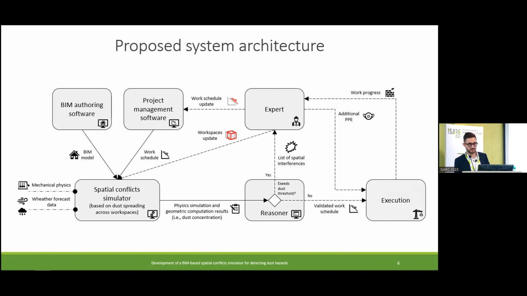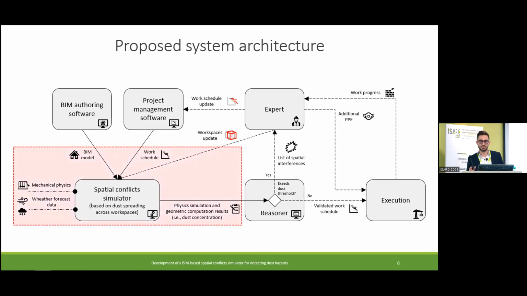Otherwise, the expert gets the list of spatial interferences and can apply some mitigation actions, like, for example, the update of the work schedule, the update of the workspaces, and also the prescription of additional PPE for activities involved in concurrent activities. So in this big picture of the system architecture proposed, we focus on the development of the spatial config simulator.